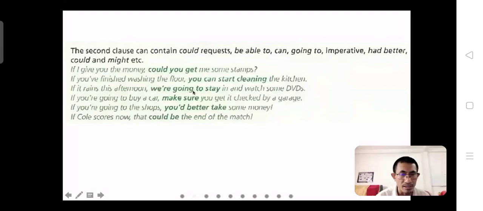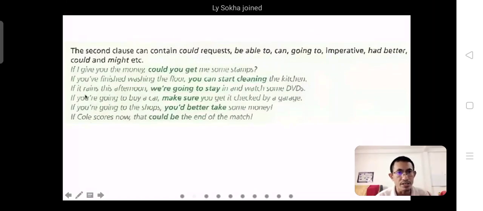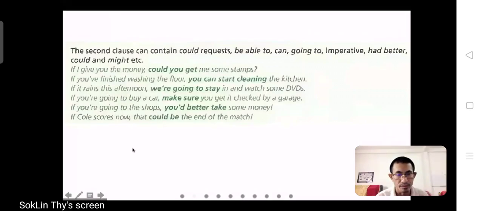We use it in the main clause. This is the main clause: "could you get me some step." And all this side we call what? We call it the if clause, or an adverb clause of condition.